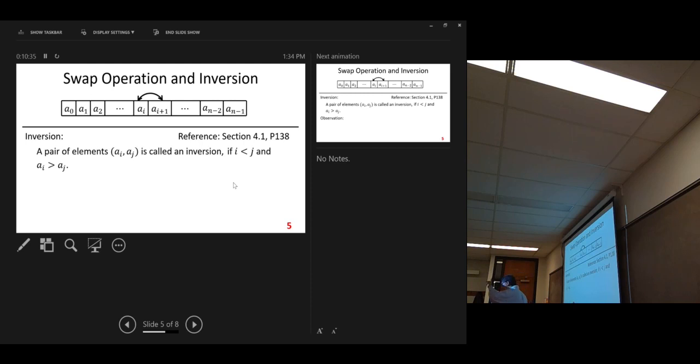That order is different. Because in a sorted array, if i less than j, A sub i should be less than or equal to A sub j. This means if you have one inversion, your array cannot be sorted. So if your array is sorted, there is no inversion. This is the definition. So observation: if the array is not sorted, there must be an inversion.